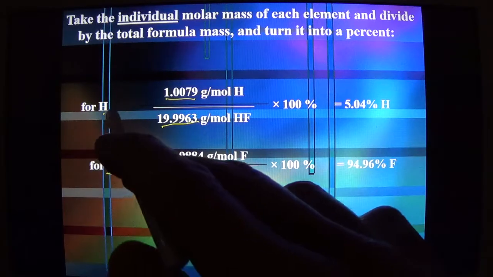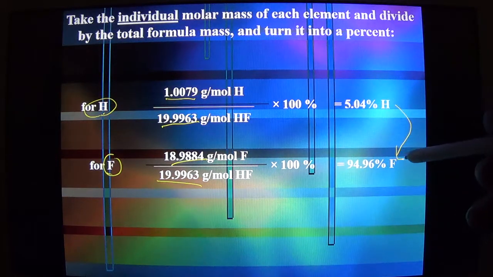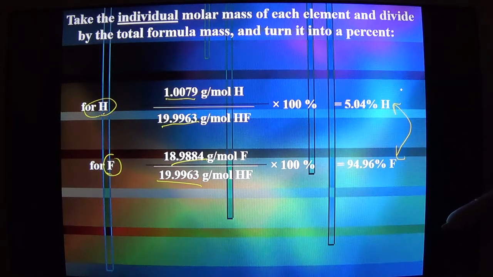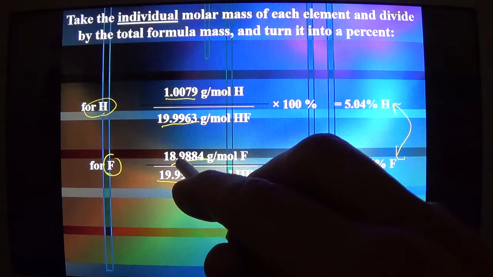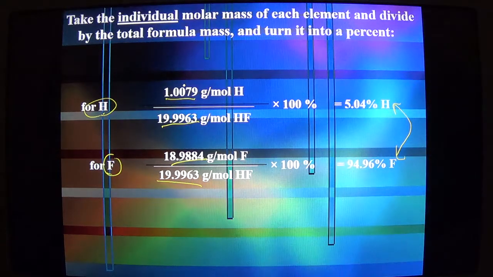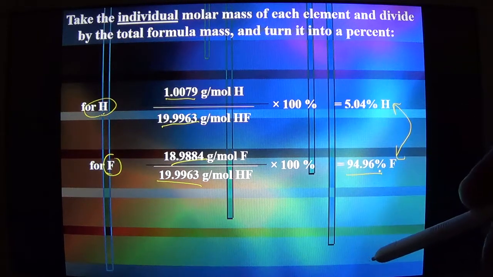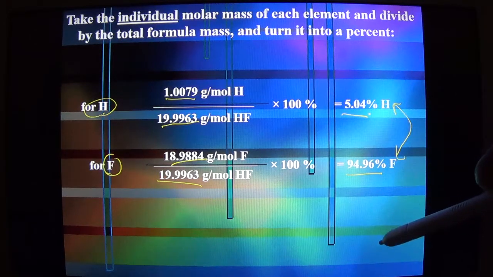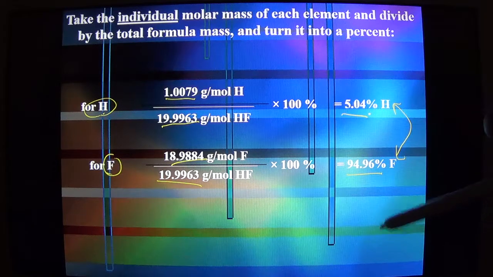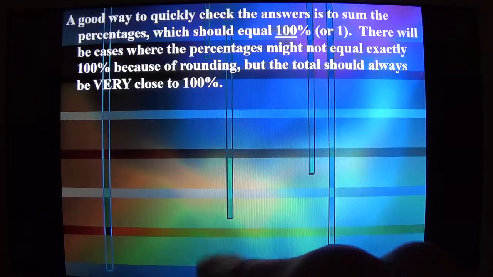Please note, we had a 1-to-1 ratio that in no way translates to a 50-50% by mass. We're not counting the atoms, we're counting the mass. Fluorine is 19 times heavier than hydrogen. So it's no surprise that fluorine gets the larger percent, 94.96, whereas hydrogen's just 5.04%. Hydrogen's a very light element. It should always be a low percentage, no matter how many are in a compound.